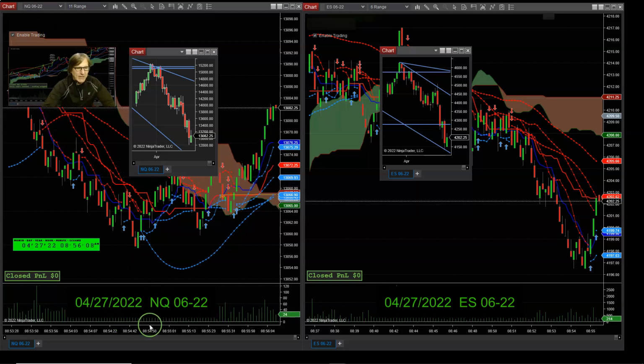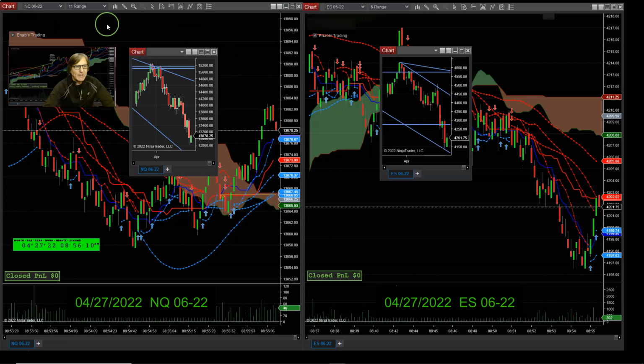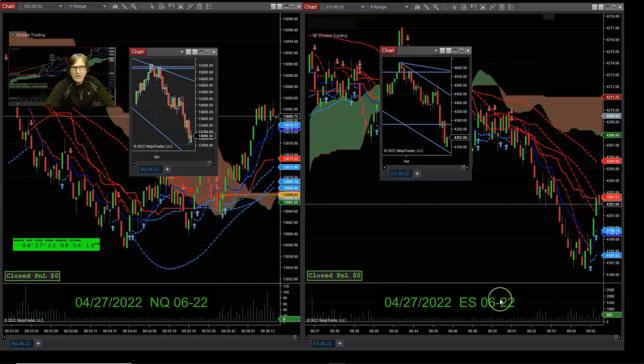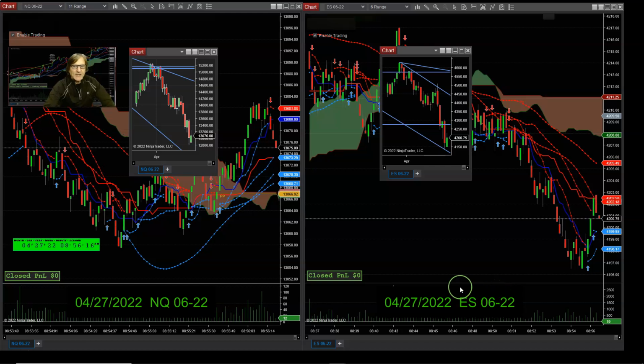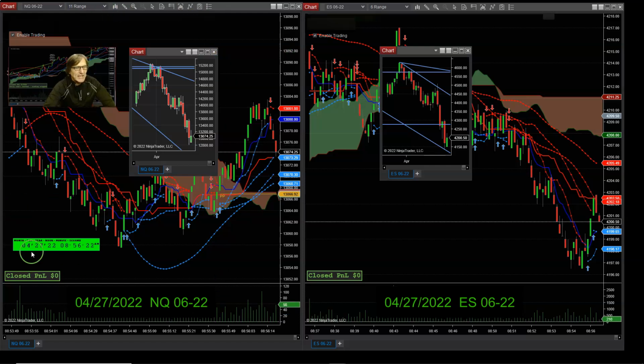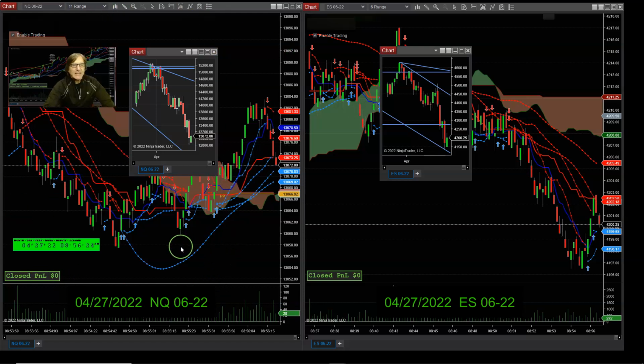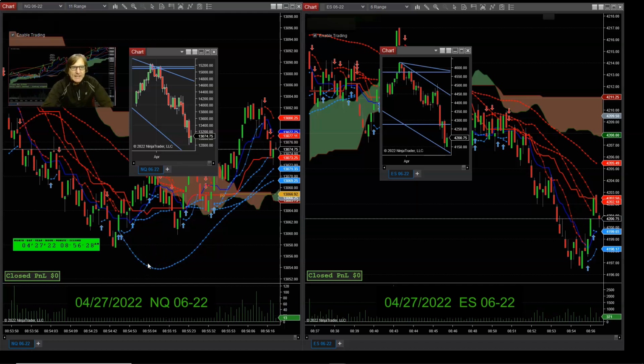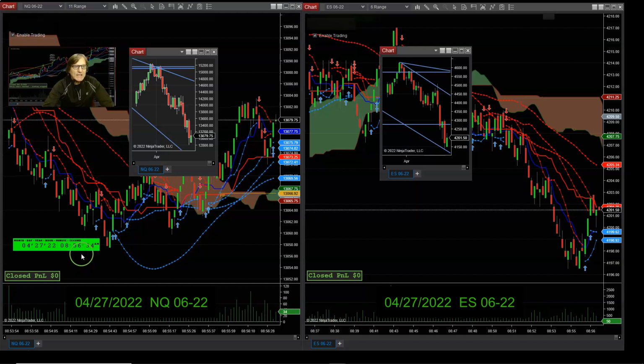As you can see right here, we have the NQ chart on the left side and the ES on the right side. The ES is the mini future of the S&P index. The NQ is the mini future of the NASDAQ index. And those are the futures that we're trading this morning. Our trade will pop off at about 9 a.m. Pacific time, so we've got just a few minutes left until that happens.